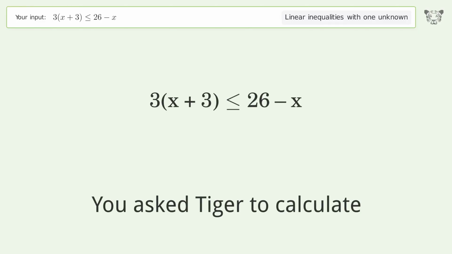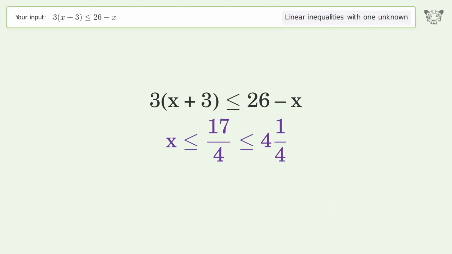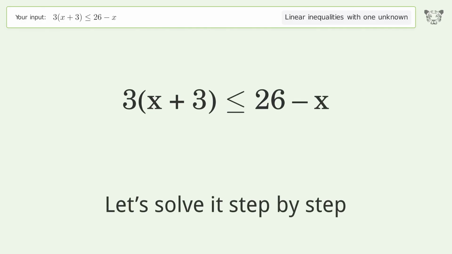You ask Tiger to calculate. This deals with linear inequalities with one unknown. The final result is x equal or smaller than 17/4 equal or smaller than 41/4. Let's solve it step by step.